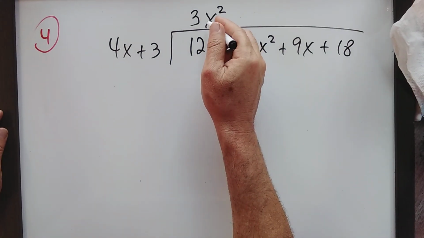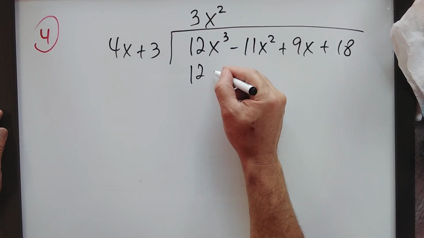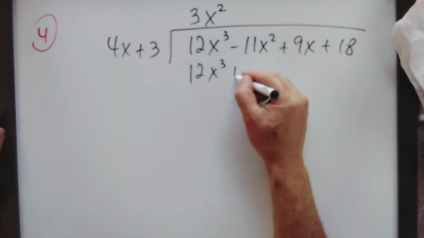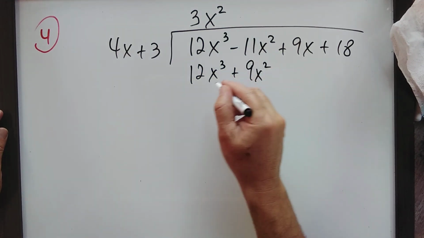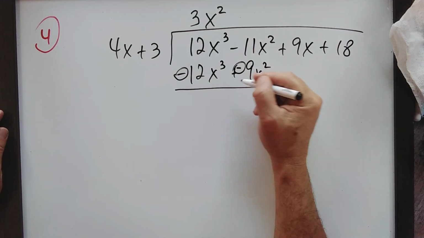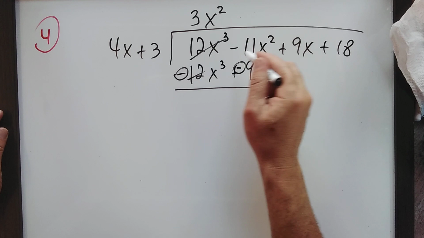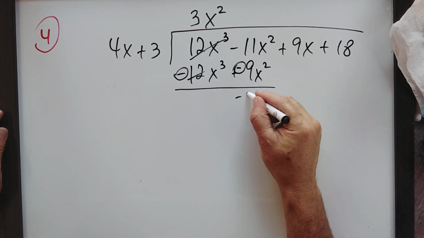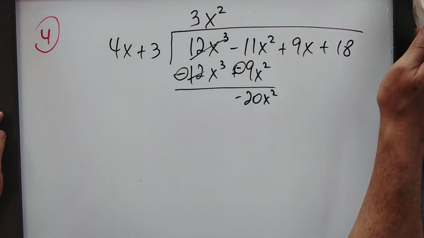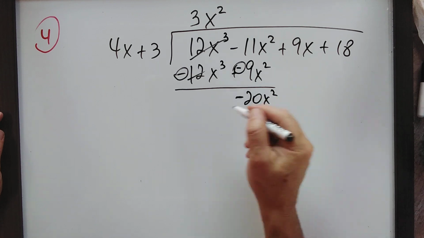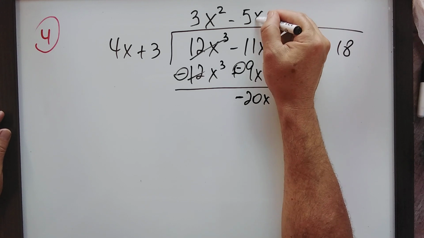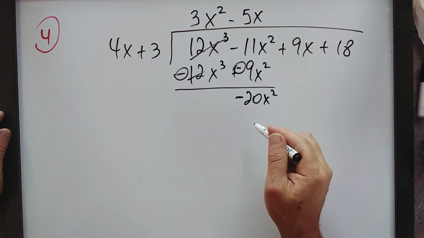Once you get this one, again, multiply by this one. You know you're going to get the same as the one up there. 3x squared times 3 is 9x squared. We subtract, that means that goes to negative. This cancels out. Negative 11 minus 9 is negative 20x squared. We'll repeat the whole process again. Divide negative 20x squared by 4x. That gives you negative 5x, right? Negative 5x times 4x gives you negative 20x squared.